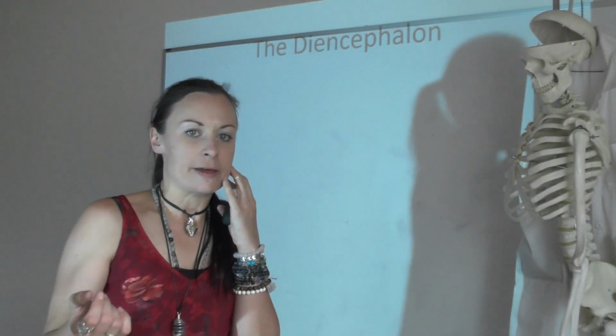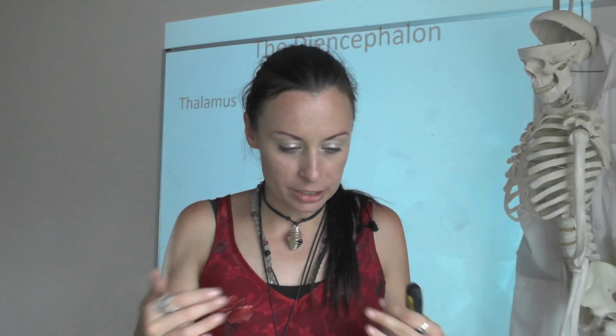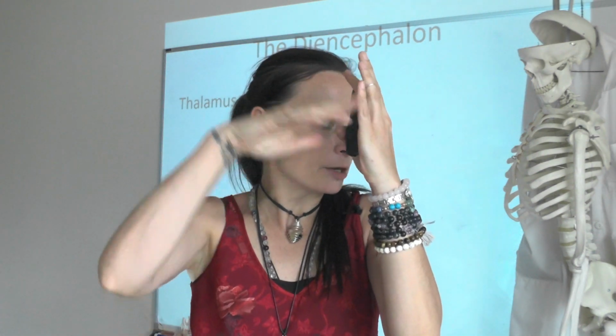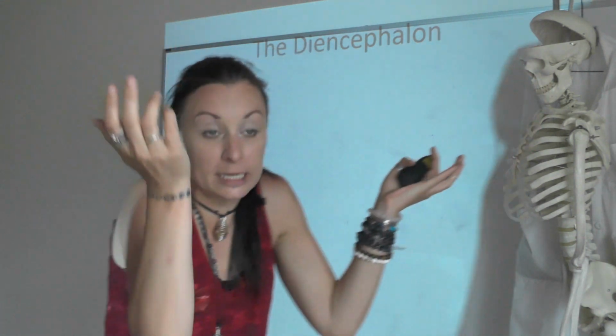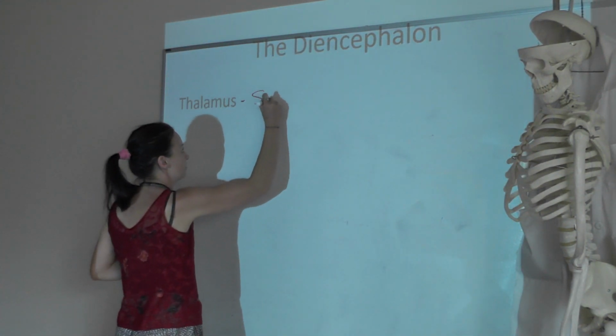Well, what do I mean by that? You've got a ton of different sensory information coming in, and all of that information is going to be coming into your thalamus, and your thalamus is going to ship it off to the appropriate part of your cerebrum that needs to deal with it. So the thalamus is the sensory relay station.